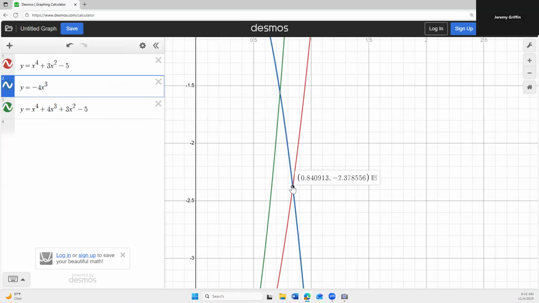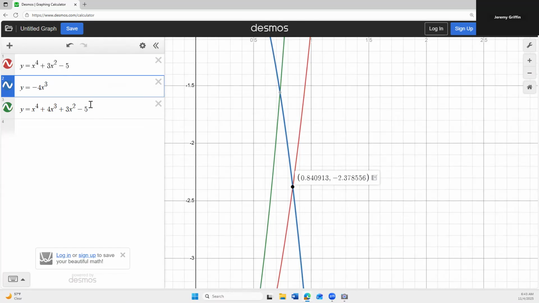Let's see if I click this point. It looks like the x value is 0.84, and there's a y value of negative 2.37. Now, if you were interested in just the x value, where they cross, there's an interesting way you could solve this: set these two equations equal to each other. You could get it set equal to 0 by subtracting one side over. So in this case, if I add the 4x to the 3 over, by setting the red equal to the blue, then it looks exactly like the green. But this would all be equal to 0.